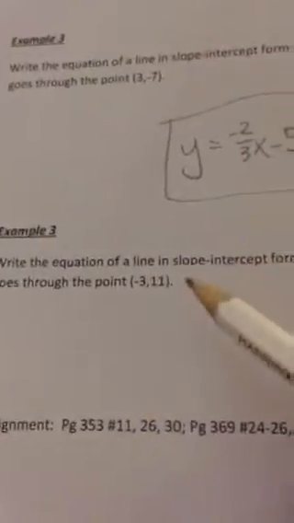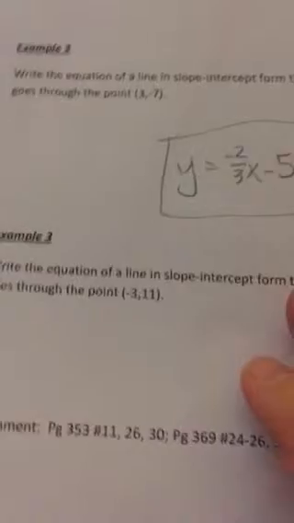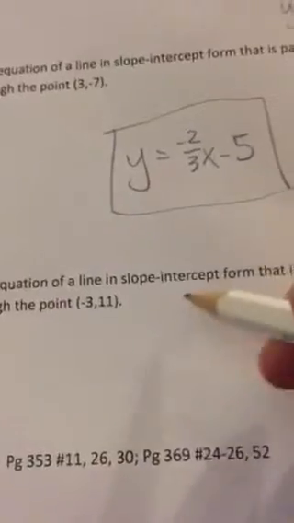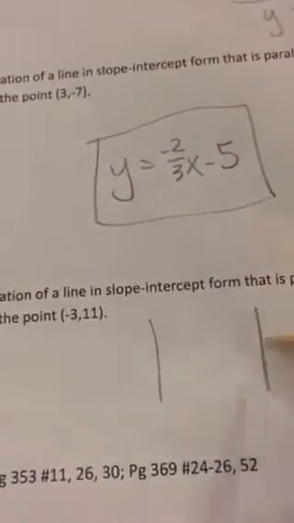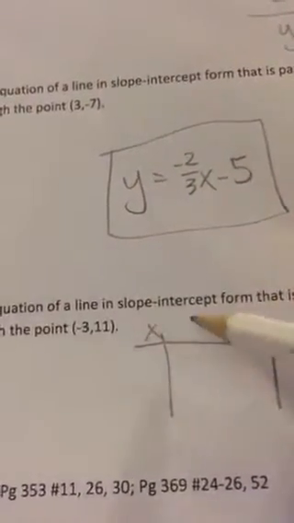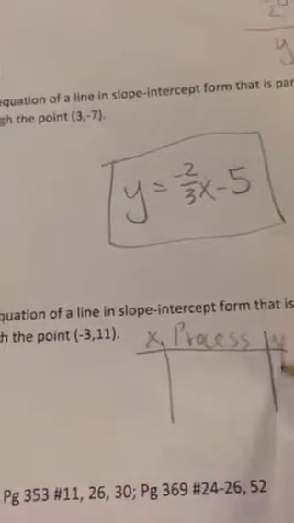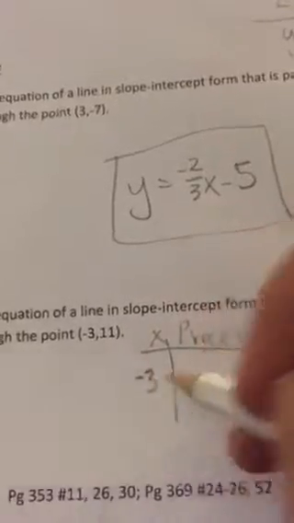On this next one, it says write the equation of a line in slope-intercept form that is parallel to 4x plus 3y equals 24 and goes through the point (negative 3, 11), which you could use graph paper for, but because it goes through the 11, it's going to be kind of difficult to do. So I'll show you how to do that in a table. So I'm going to put x and y. So negative 3 and 11.